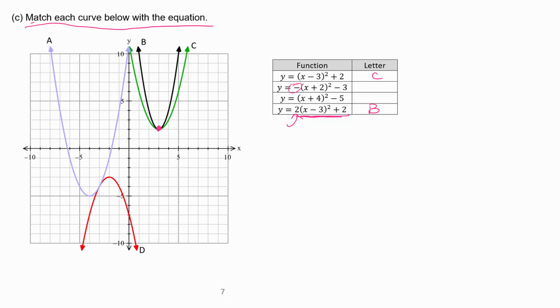Now the one with the negative in front of the square is going to be the upside down one. So that's going to be D. And so the other one, let's just check that it has its vertex at negative 4, negative 5. And indeed it does. And so that one would be A.